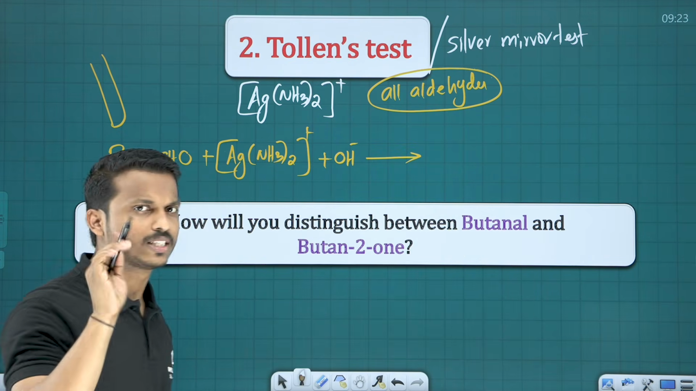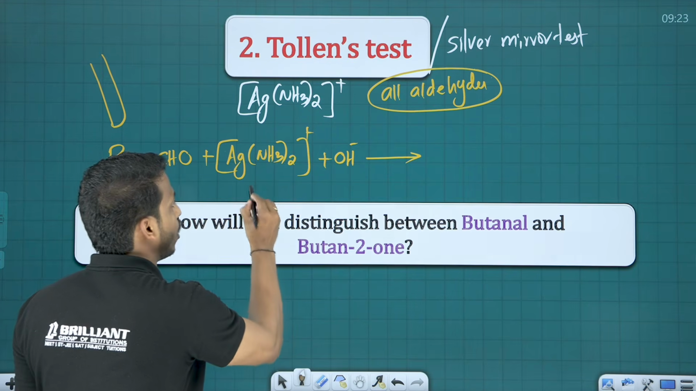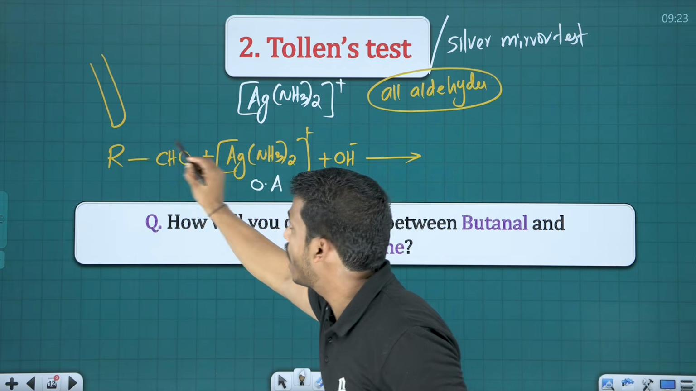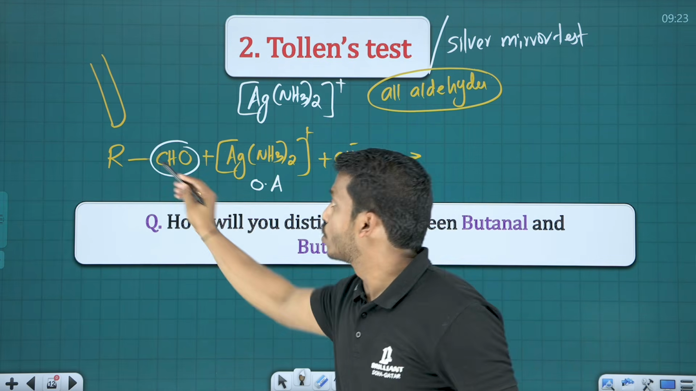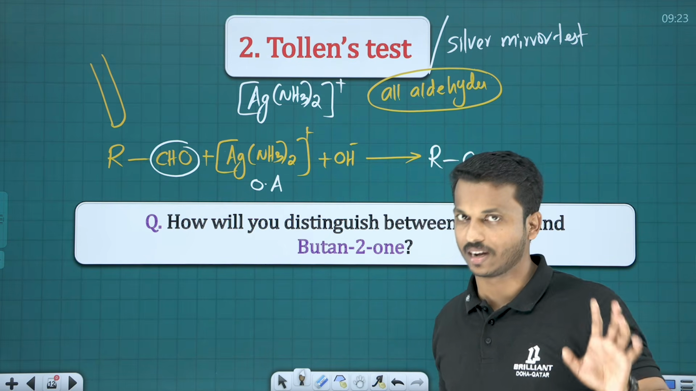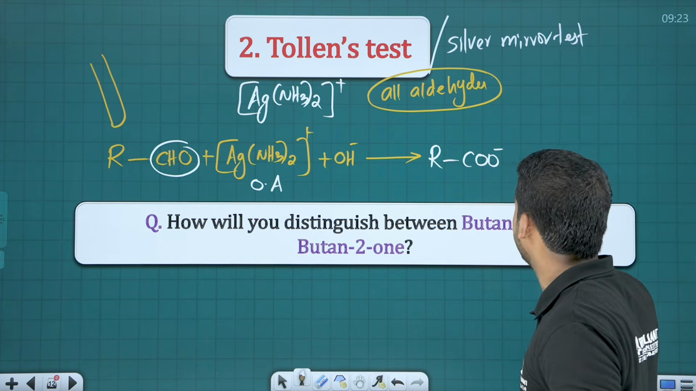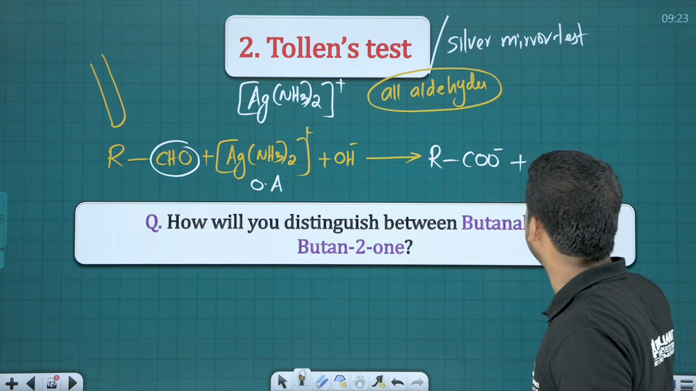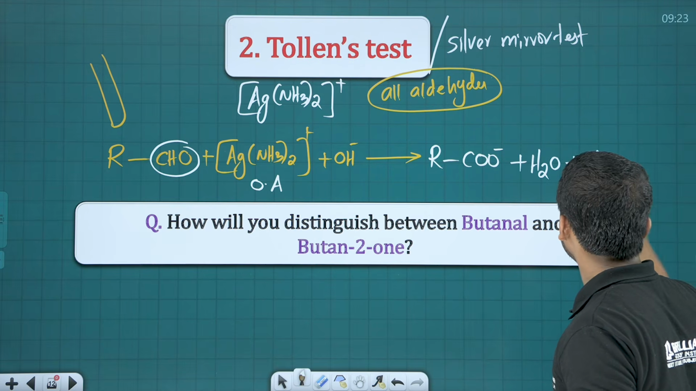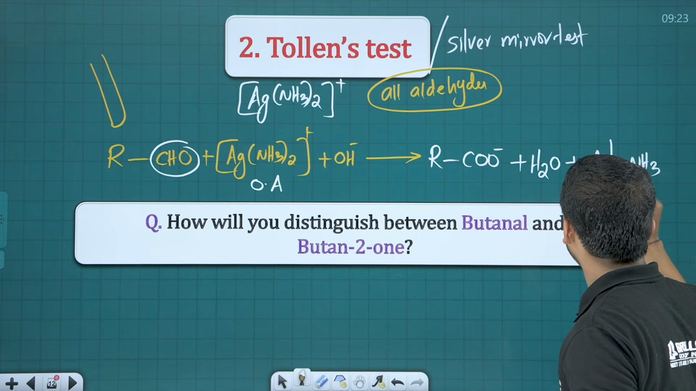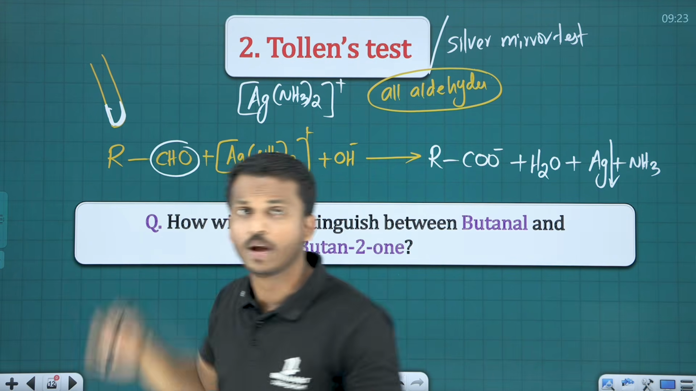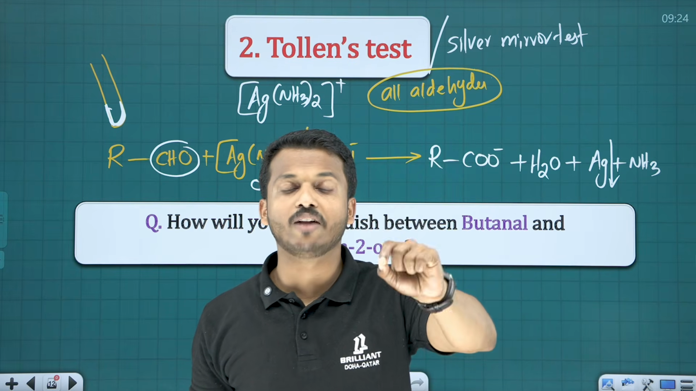You know what happened? Carefully listen, very simple. Tollens reagent is an oxidizing agent. Aldehyde on oxidation becomes acid. So RCHO becomes RCOO minus, a salt. The H combines with the OH to form H2O, and the complex breaks, giving Ag and ammonia. This Ag, silver, gets deposited on the side of the test tube and exists as a mirror. Therefore, it's called the silver mirror test.